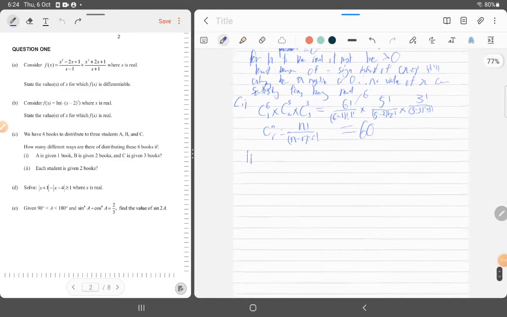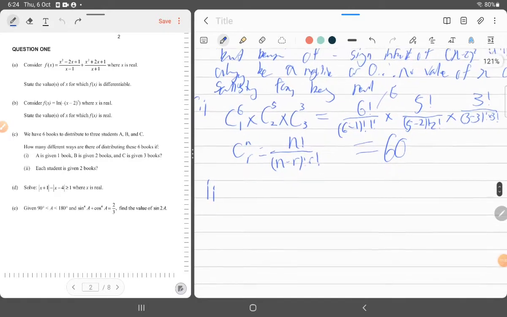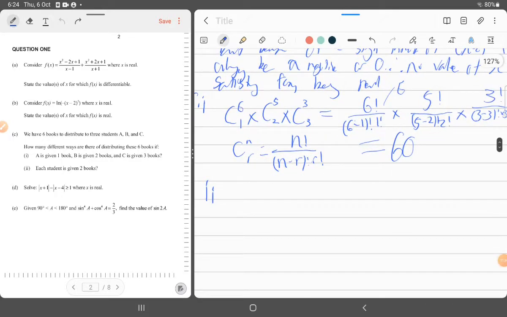Question 2, part 2. Each student is given 2 books. So person A gets 2 books, and there are 6 books to distribute. Then person B gets 2 books. Then 6 take away 2 is 4, and so there'll be 4 books to distribute. Times C 2, and there are 2 books to distribute for person C. So this is actually just 1.